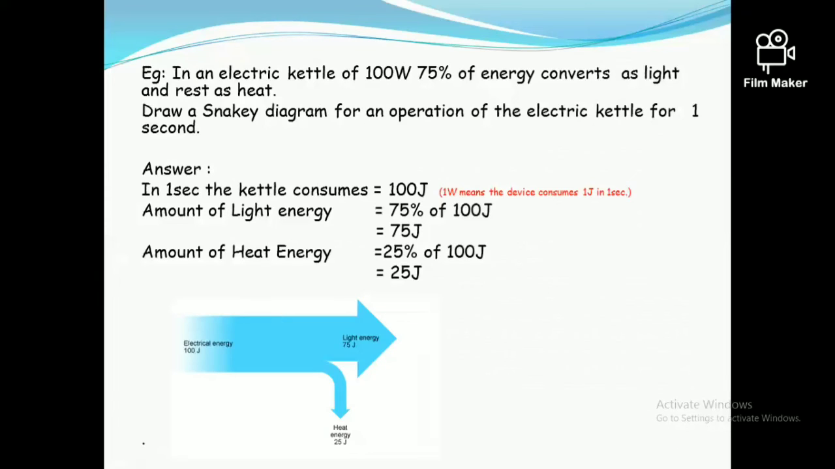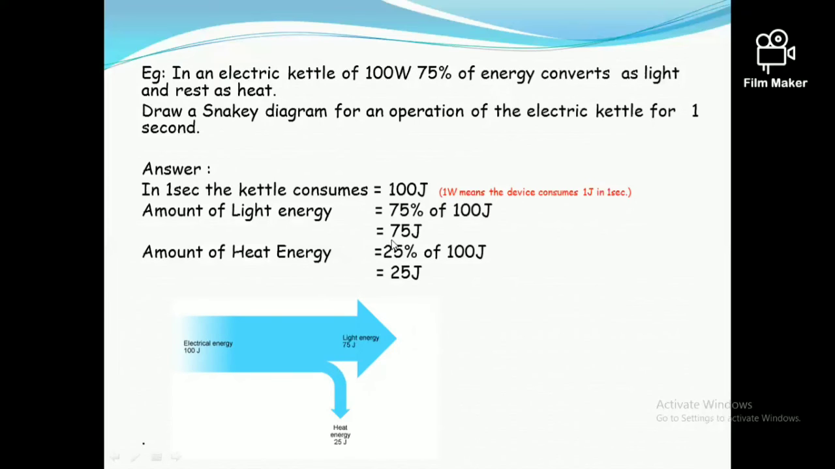Okay, let's come to this question. In an electric kettle of 100 watts, 75% of energy converts to light and the rest as heat. Draw a Sankey diagram to represent the operation for 1 second. 100 watts operating for 1 second means the energy is 100 joules. So the input energy is 100 joules. Out of 100 joules, 75% converts as light, so light is 75 joules.